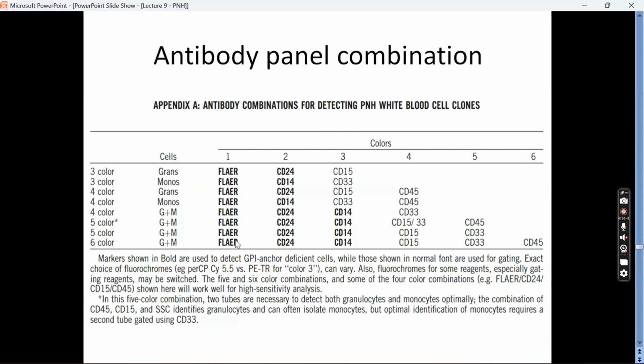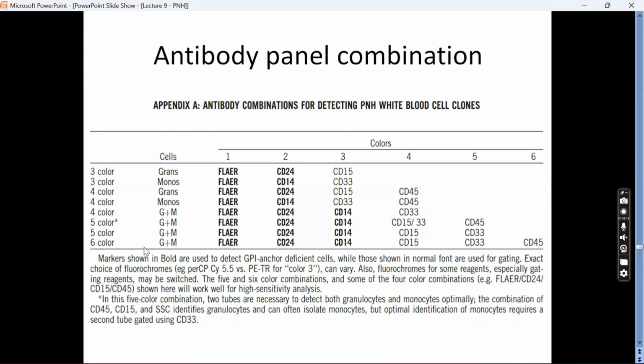6-color, no problem at all. You have CD15, so you have CD45, side scatter CD45 to get the neutrophil and monocyte population. Then the neutrophils can be purified with CD15, and such purified neutrophils can be studied for FLAER and CD24. Similarly, you get the monocyte population with side scatter CD45. Once you get the monocytes, purify the monocytes with CD33, so you take only the bright CD33 expressing population and check the purified monocyte population for expression of CD14 and FLAER, and that will give you the answer.